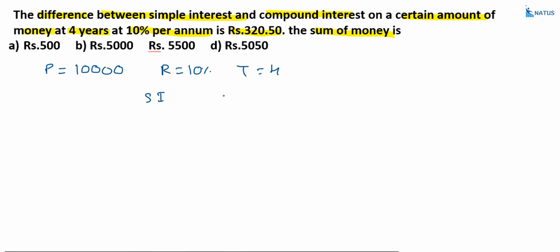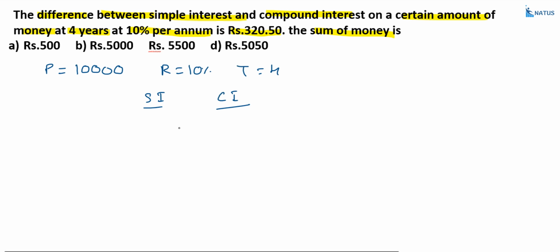Simple interest and compound interest. What is the difference between simple interest and compound interest? For the first term, both simple interest and compound interest are the same. And what about the second term onwards? In simple interest, interest is calculated on the principal only. What about the compound interest? Interest is calculated on the principal and also on the interest accumulated.